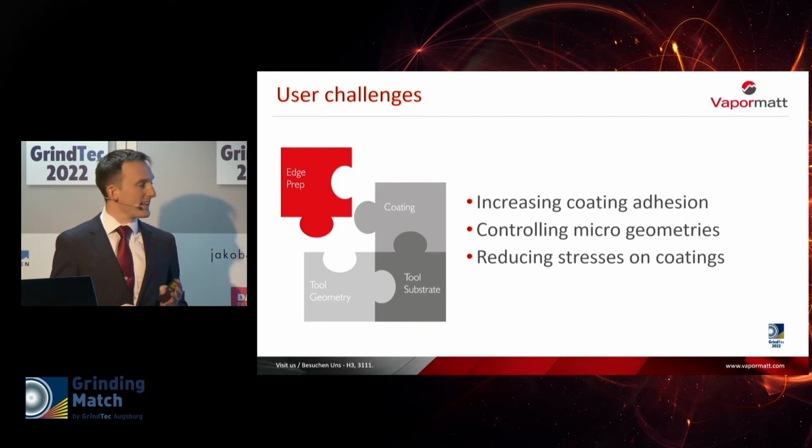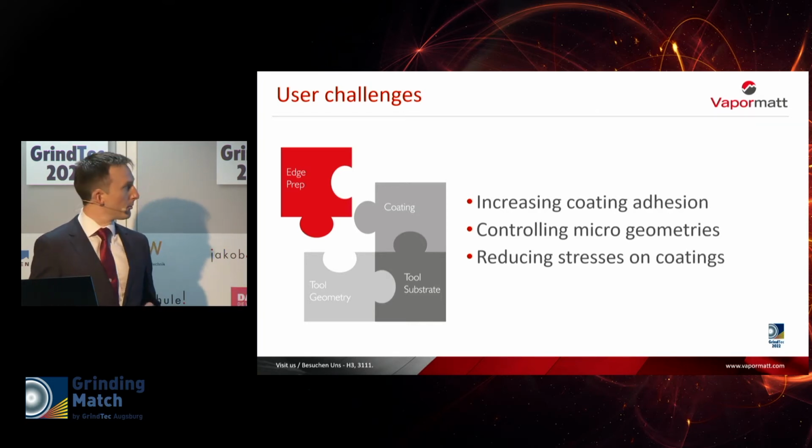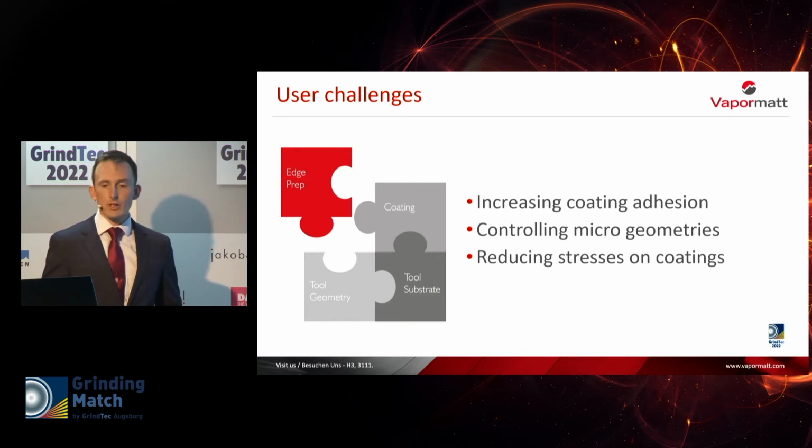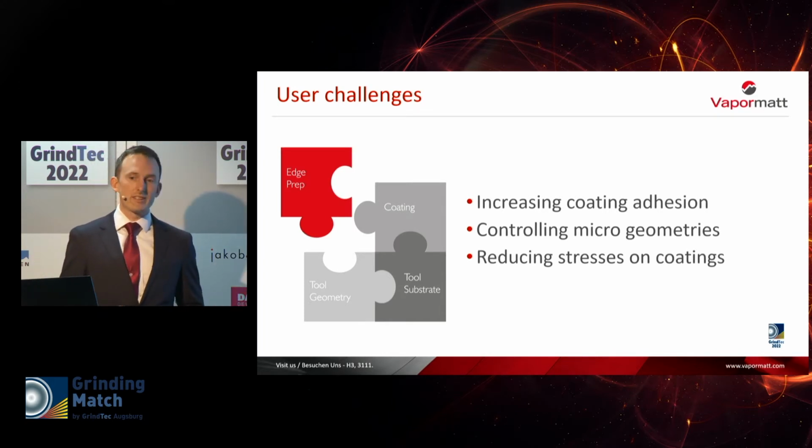However, what we're seeing is the edge preparation seems to have the least levels of investment, but can actually provide the most competitive advantage. Our process, wet blasting, can be used for edge honing, peening, cleaning, and the selection of the abrasive used to deliver that process is critical for its success.